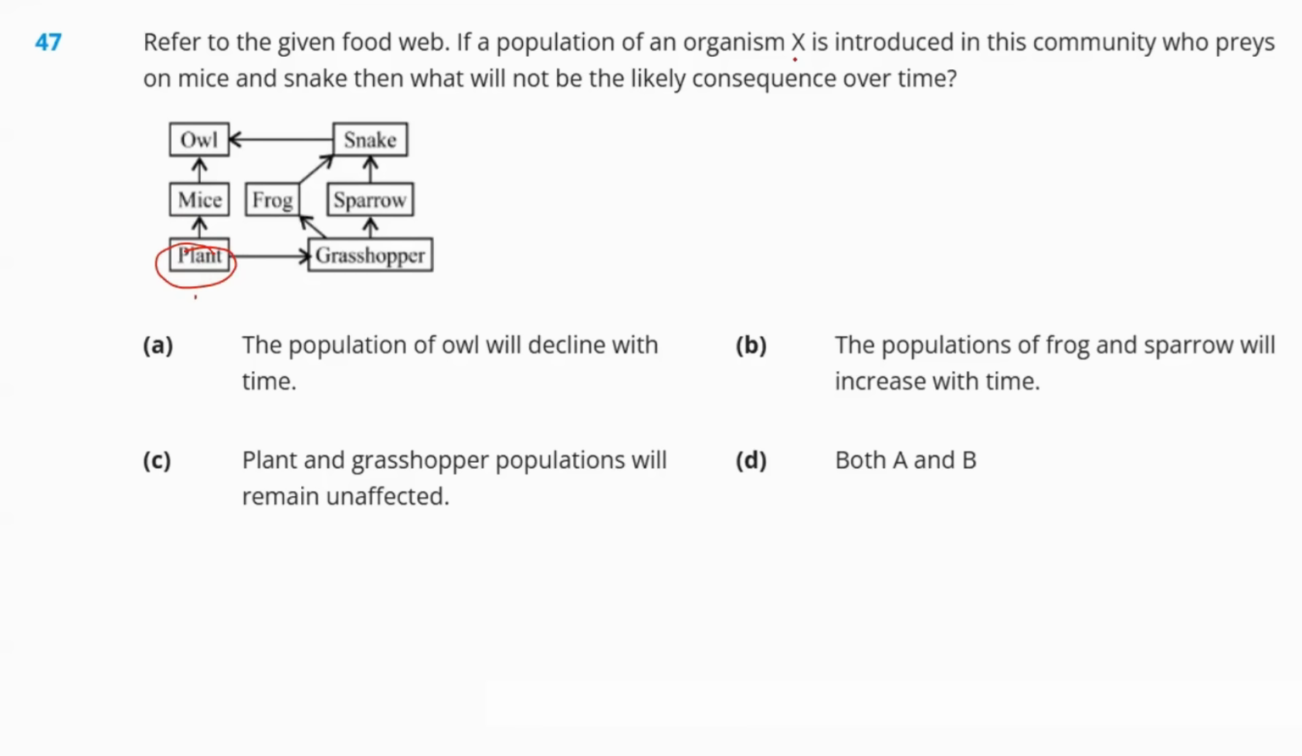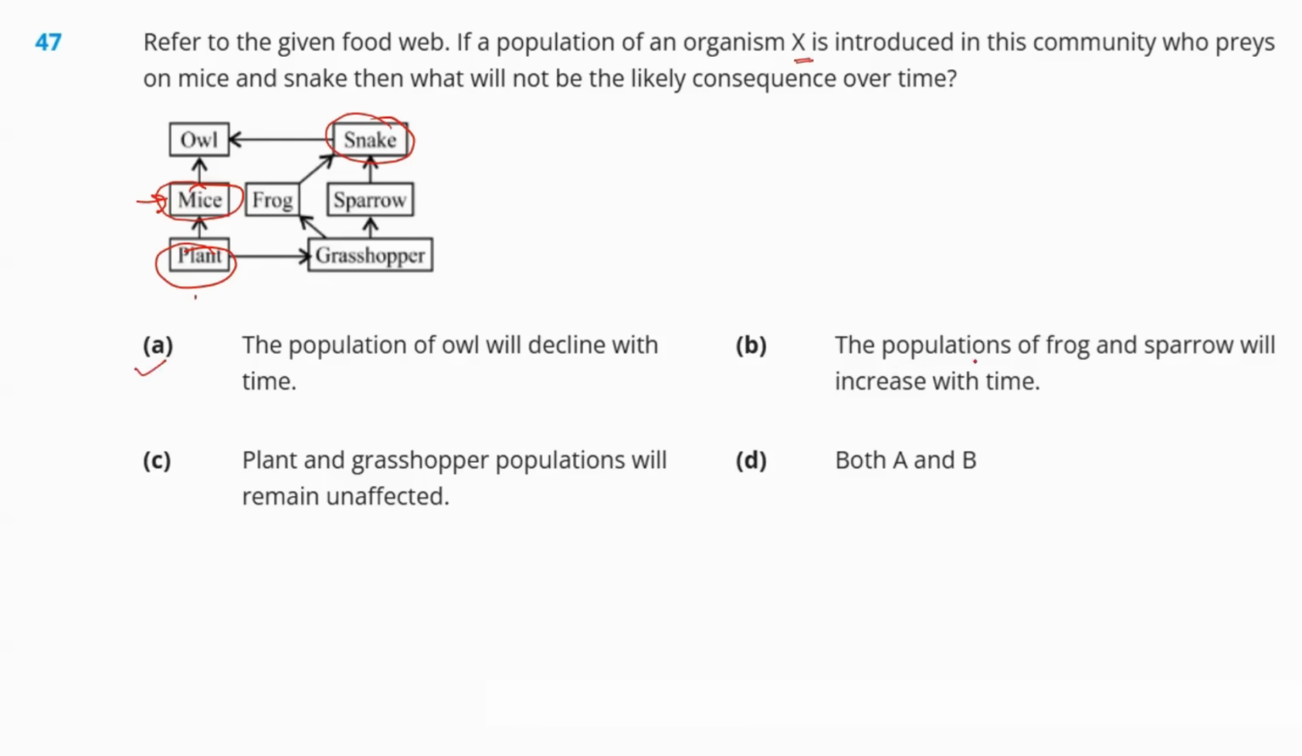Now we are introducing an organism which would be preying on mice and snake. These two. These are the animals which the animal X would be feeding on. Right. So what would be the consequences here? The population of owl will decline with the time. Would it decline? Yes, it will decline. So this is true.